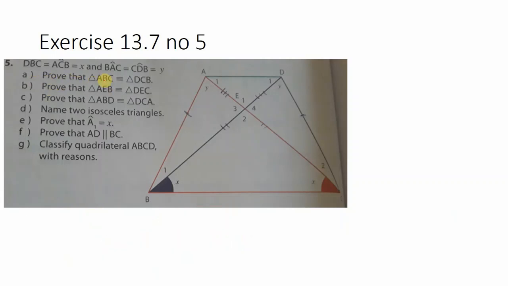Now that we have proven triangle ABC congruent to triangle DCB, we next need to prove that triangle AEB is congruent to triangle DEC. So this triangle here we need to prove congruent to this triangle here.